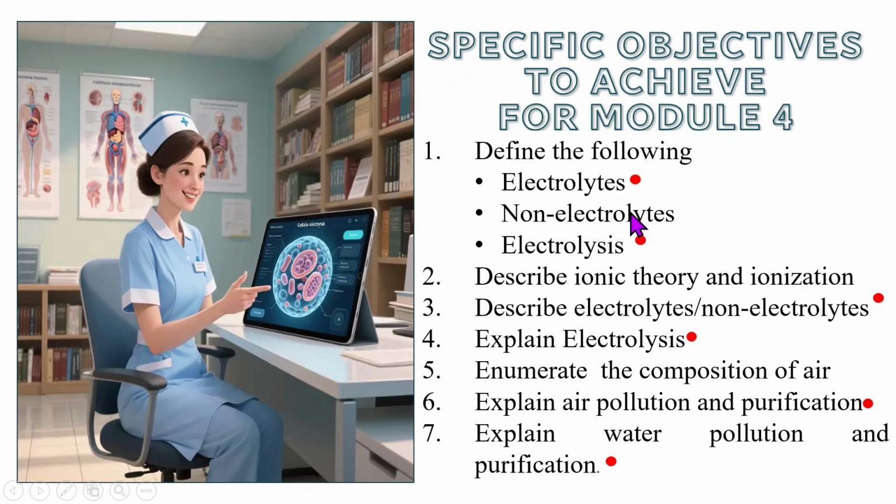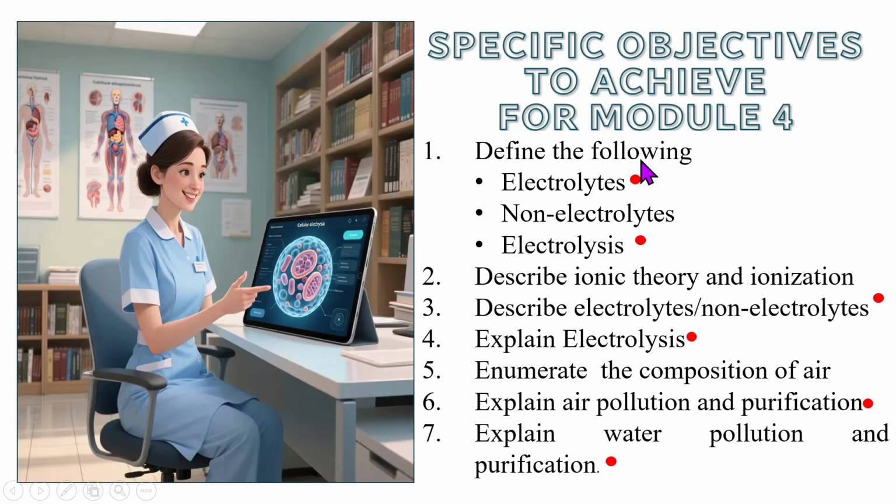What are the specific objectives for Module 4? 1. Define the following: electrolytes, non-electrolytes, and electrolysis. 2. Describe ionic theory and ionization. 3. Describe electrolytes and non-electrolytes. 4. Explain electrolysis. 5. Enumerate the composition of air. 6. Explain air pollution and purification. 7. Explain water pollution and purification.